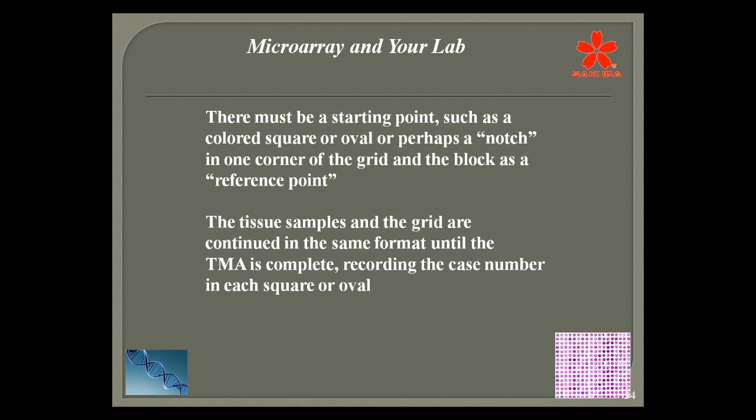Now, there must be a starting point, such as a colored square or an oval or even a notch in one corner of the grid, to serve as your reference point or beginning. The tissue types or samples continue in this format as you continue to make the array itself. Therefore, when you have to stop for some reason, you at least know where you are and perhaps what you have completed. You may have to leave the room, so you'll know exactly where you are when you return.